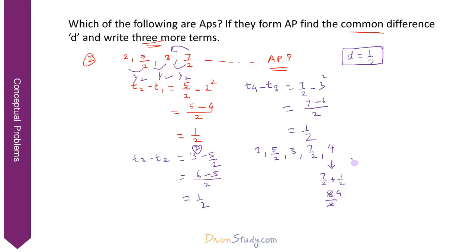Then we will add 1 upon 2 again to this term. So it will be 4 plus 1 upon 2. Here 4 2s are 8, and 2 will be the LCM, so 8 plus 1 is 9 by 2. So this term will be 9 by 2. In the next term we will add 1 by 2 again. So 9 by 2 plus 1 by 2, 2 is a common factor, so 9 plus 1 is 10. 2 5s are 10, so the next term is 5. So the next three terms are 4, 9 by 2 and 5.